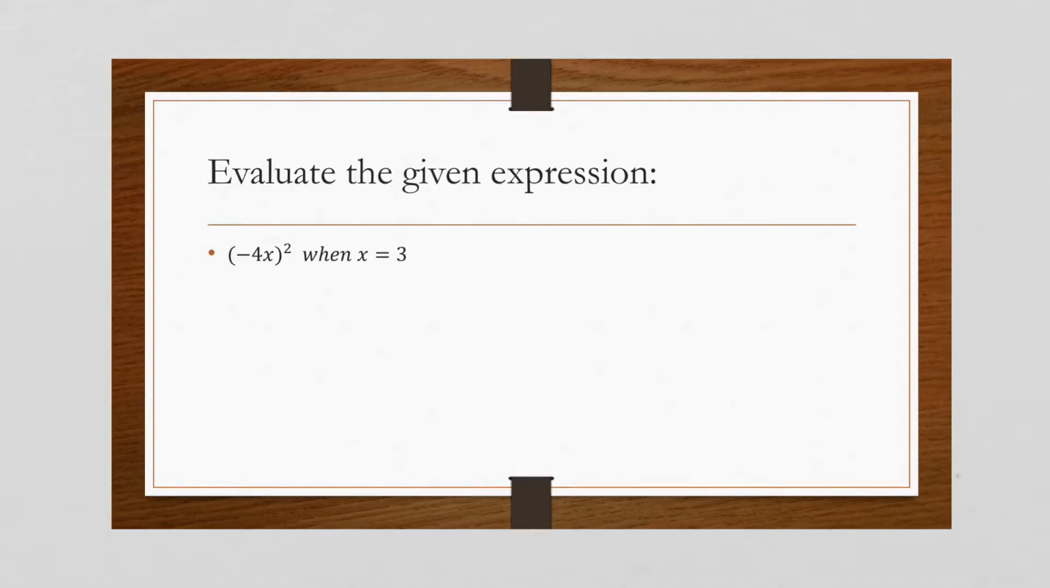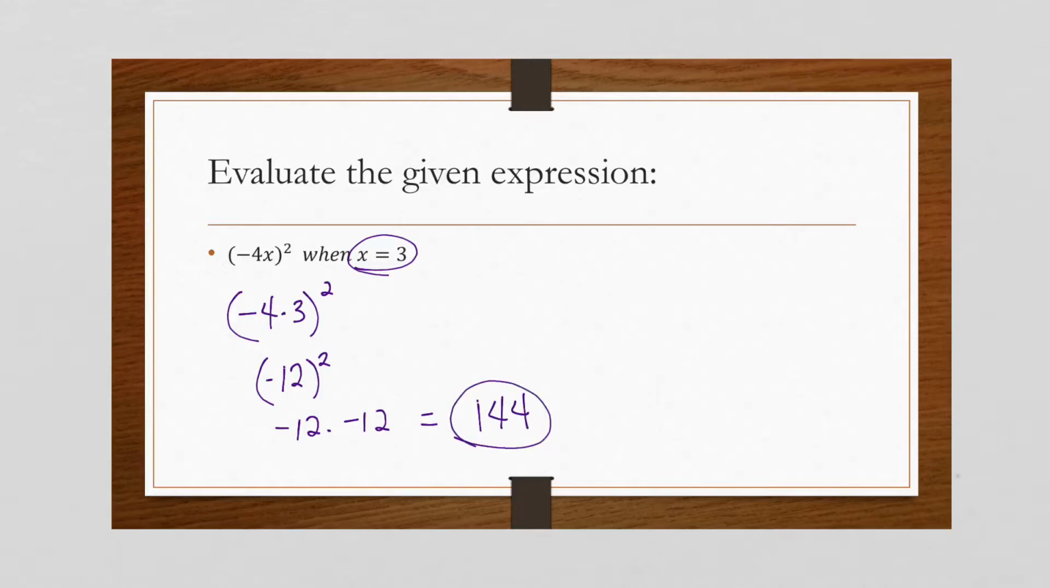All right, so we're going to evaluate the given expression. So I've got negative 4. Instead of x, I'm going to put in 3 there. And then I'm going to square that. Remember, we do our grouping symbols first, and then we do our exponent. So negative 4 times 3 is negative 12. And I've got negative 12 squared, which is negative 12 times negative 12, which is positive 144.